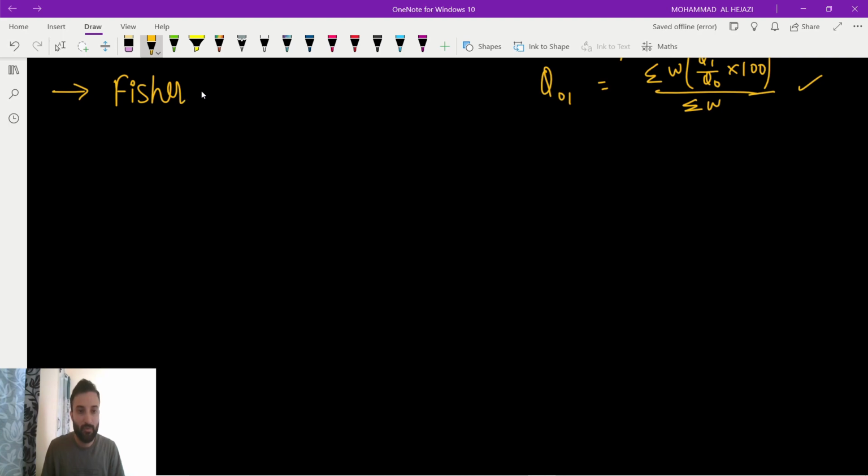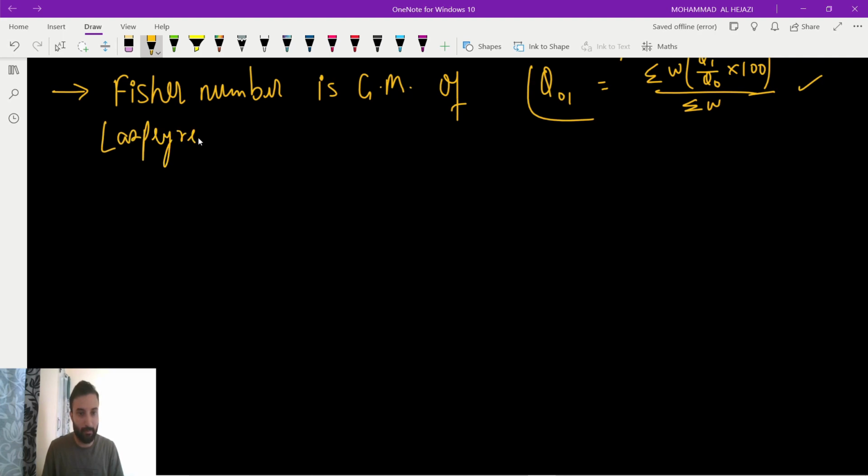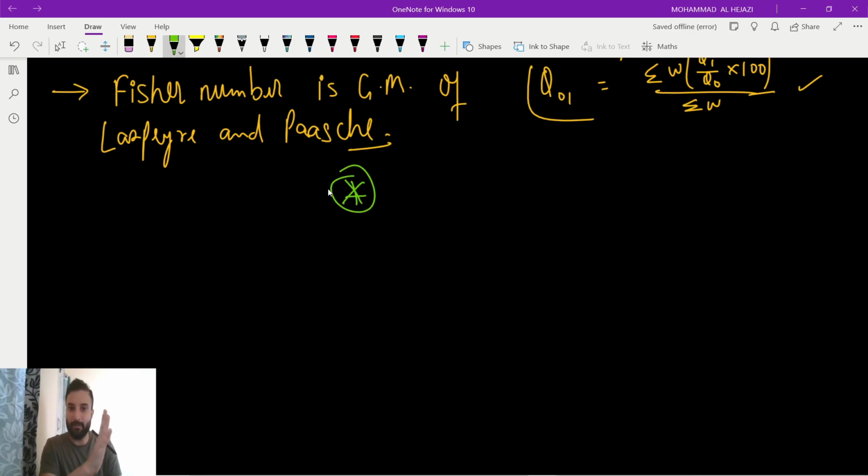Fisher number is the geometric mean of Laspeyres and Paasche. So this is also for both the price index number and the quantity index number. It will not change. We have learned 8 methods for the price index number, and the same 8 methods we have learned for the quantity index number.